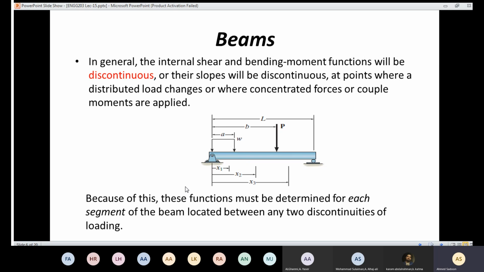This is because the function must be determined for each segment of the beam located between any two discontinuities of the loading. So here we have discontinuity. This means that I need to get a section here and a section there. Here also I have discontinuity. That means I have a section, which I already have done, and also I need a section here. So in this case, we have two discontinuities. I have one here and I have one there. So I need to have a section here, a section here, and a section there.